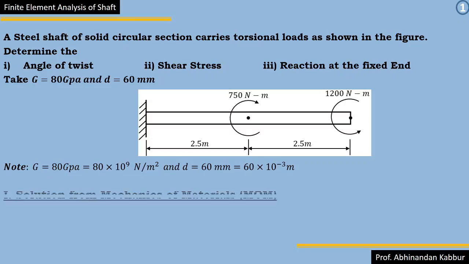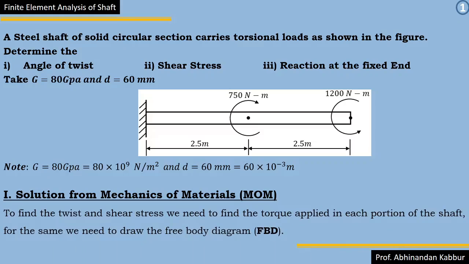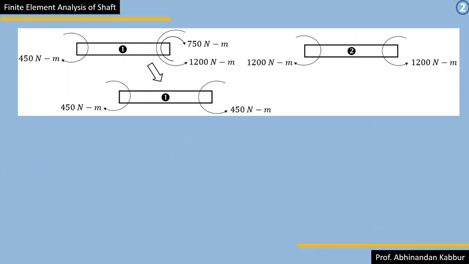Then before moving to the FEM approach, let us try to solve this problem by MOM, that is mechanics of material. So to find the twist and shear, we need to find the torque applied at each portion. For that we need to go with the free body diagram. So let us draw the free body diagram.